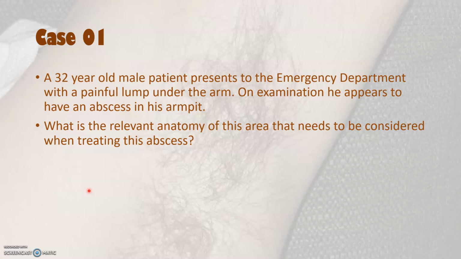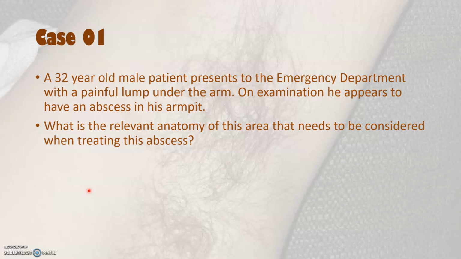So here's a really common scenario. A young man comes to the emergency department with what appears to be an abscess in his armpit, and we think we're going to drainage. Usually in this situation, do we really ever consider the anatomical structures within this area that may be damaged?